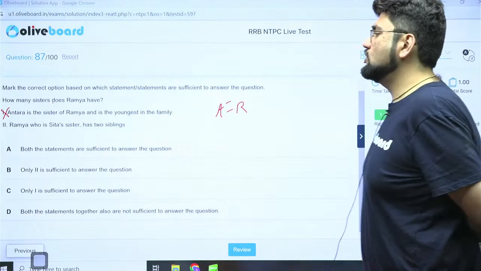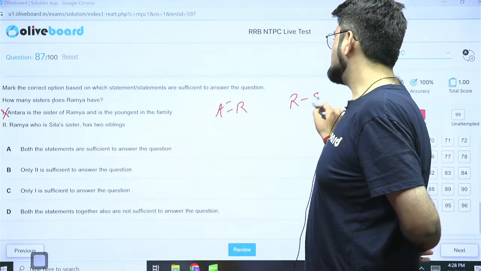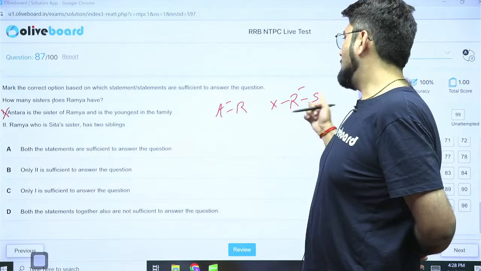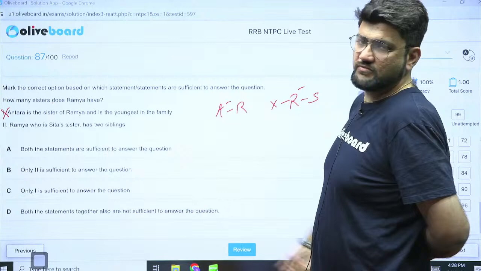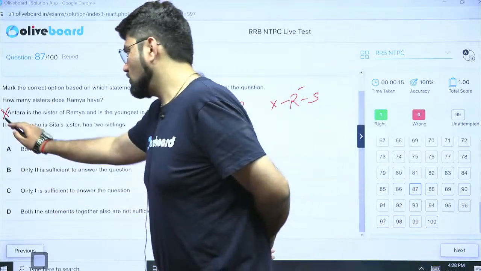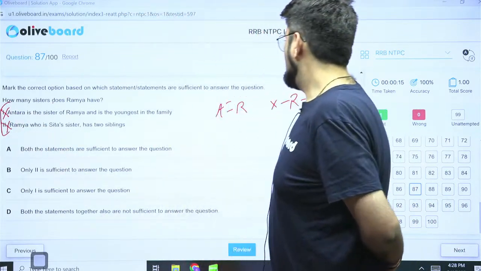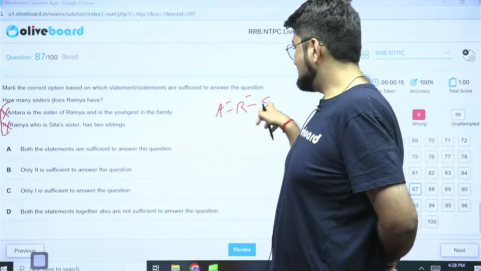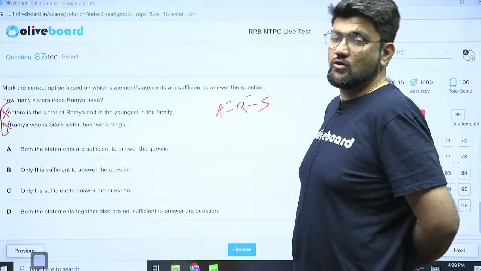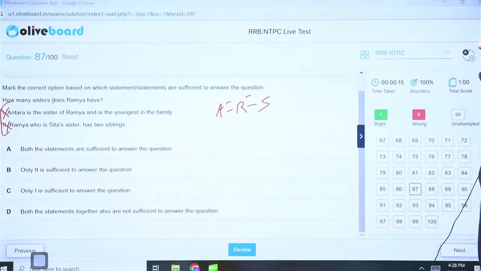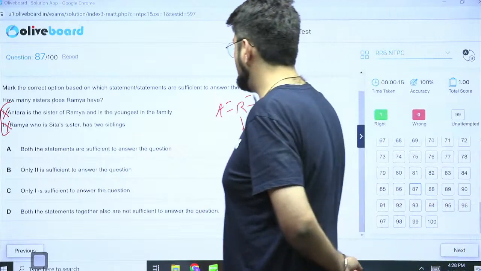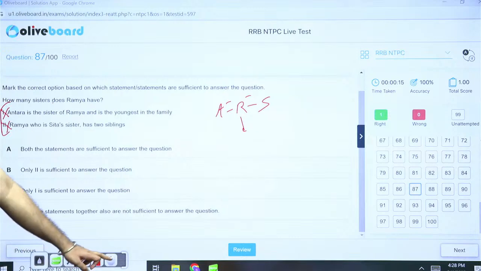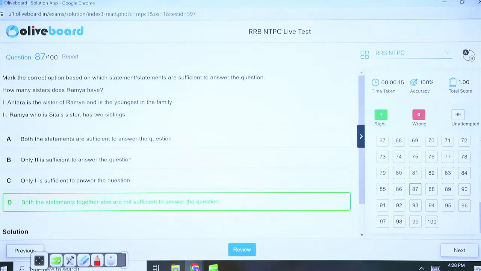Check for 2 alone. Ramya is Sita's sister and has 2 siblings. So Ramya has another sibling. But how many sisters? Not sure. So the second alone is also not satisfying. If you take them together, you will join this as Ramya is the sister of Sita and has 2 siblings. But we don't know whether Sita is a girl or not. So we cannot say how many sisters Ramya has even now. So our clear answer here is both the statements are not sufficient to answer the question.